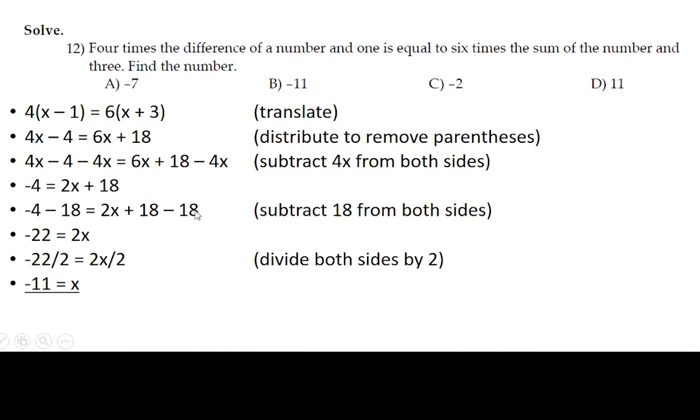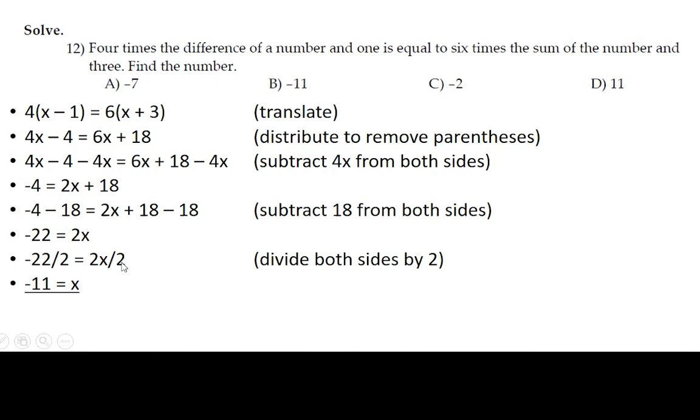Subtract 18 from both sides. On the right, plus 18 minus 18 cancel each other out, leaving us just with the 2x. On the left, negative 4 minus 18 would give us negative 22. So we have negative 22 equals 2x. To get that x by itself, we need to undo multiplying by 2. We do that with dividing both sides by 2.